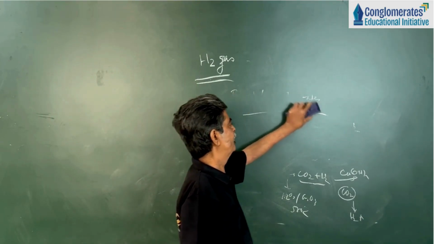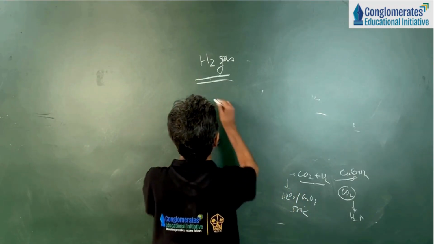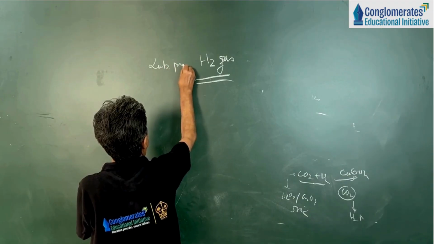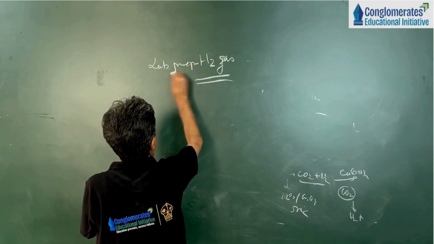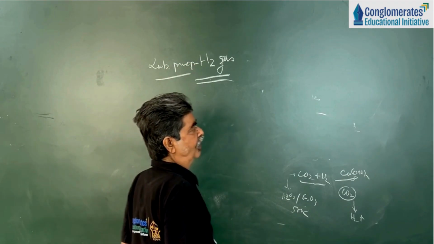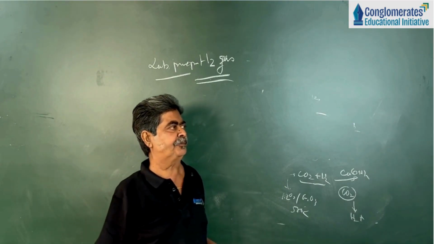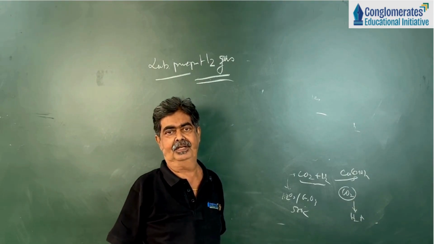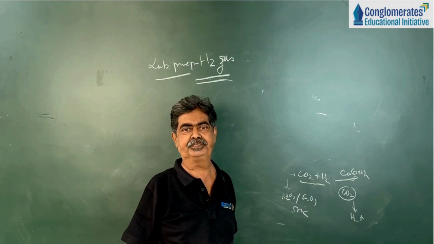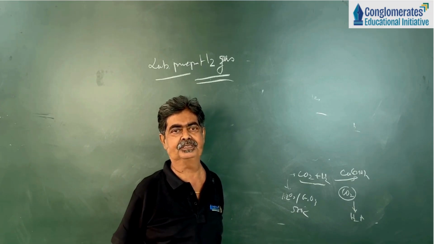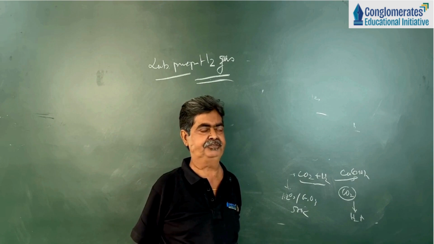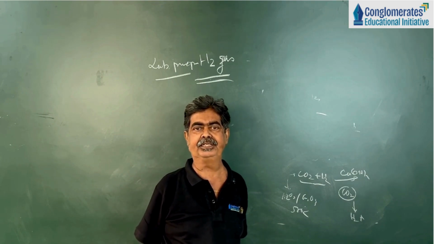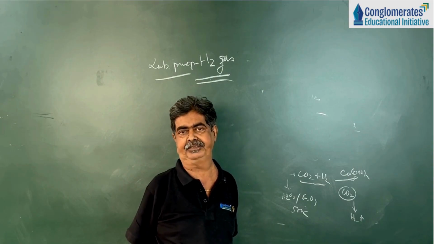And finally, the laboratory preparation of hydrogen gas. In the laboratory, hydrogen gas is prepared by the action of dilute HCl on zinc granules. Zinc granules are impure zinc, which is more reactive than pure zinc in this case. So impure zinc is used for the preparation of hydrogen gas in the laboratory.